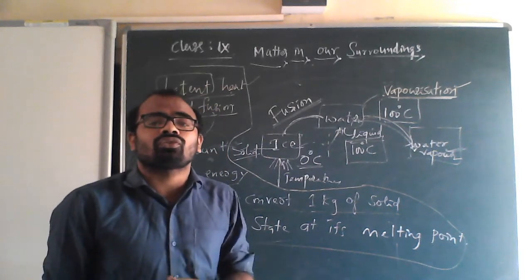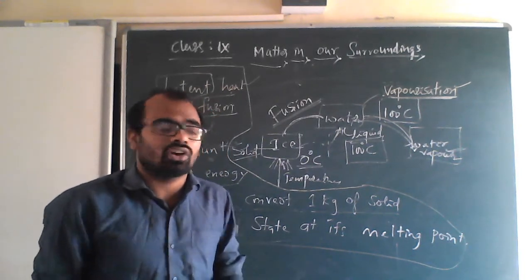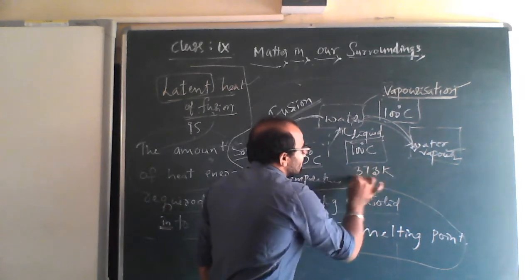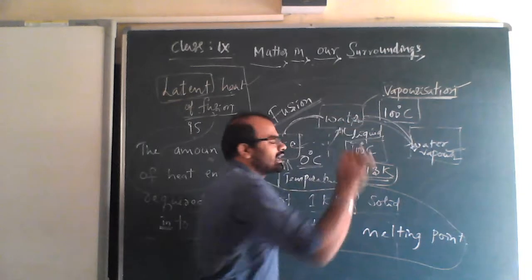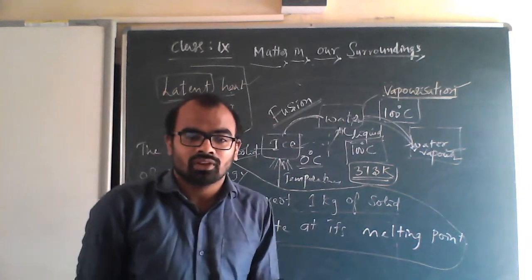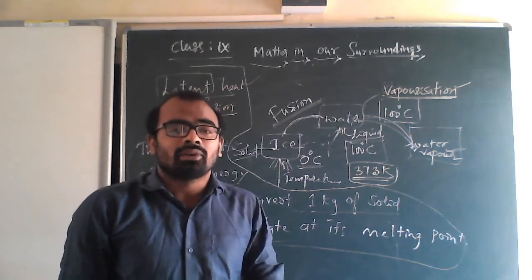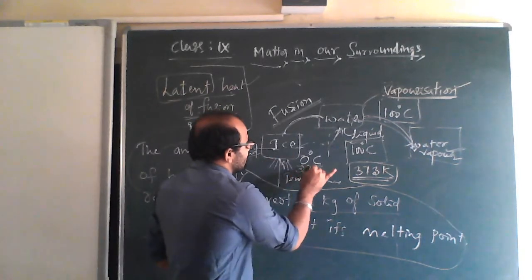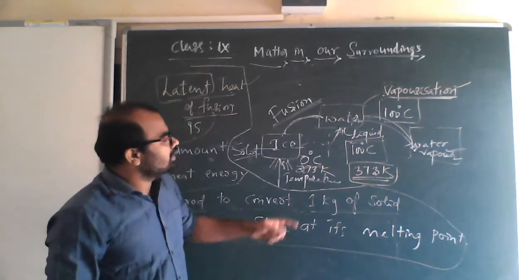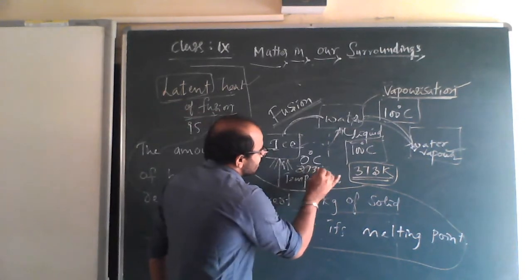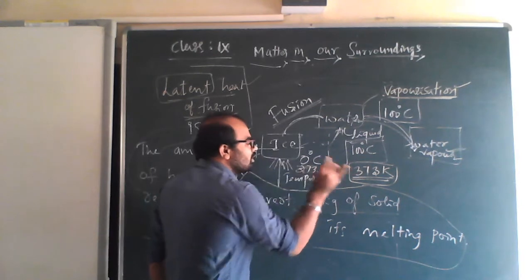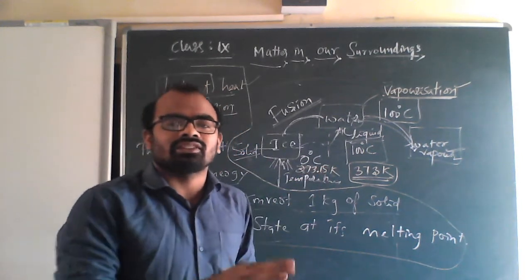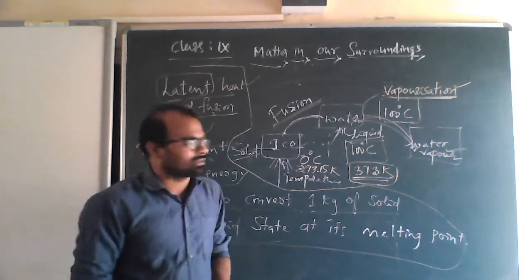What is the boiling point of water? 100 degrees Celsius, or in other words 373 Kelvin. I will tell you in the next class how to convert Kelvin to Celsius or Celsius to Kelvin. But here you remember, ice at 0 degrees Celsius is 273 Kelvin. If you take it precisely it is 273.15 Kelvin, but even if you write 273 Kelvin, it is acceptable. 373.15 or 373 Kelvin is acceptable.